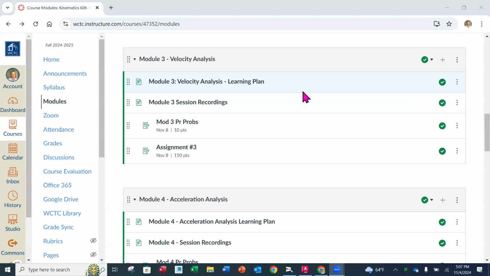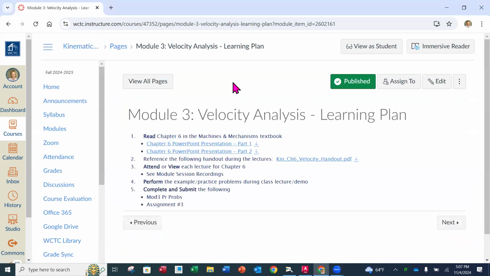Okay, so we are going to get started on Module 3 today. Module 3 is all about velocity analysis. As we look at our learning plan here, you're going to find that we have two PowerPoints. This evening, we're going to be going over part 1, and then we'll continue on the next time we get together with part 2.